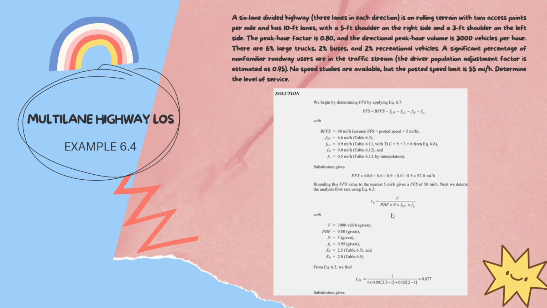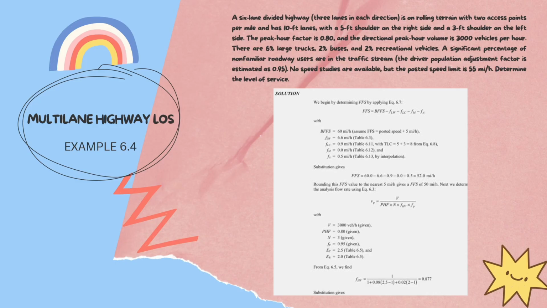So step 4 is to compare the LOS criteria, and finally we compare the computed flow rate or density with the standard LOS table for multi-lane highways. Its levels from A to F represent the quality of traffic flow. For example, LOS A means free flow conditions, while LOS F means heavy congestion.